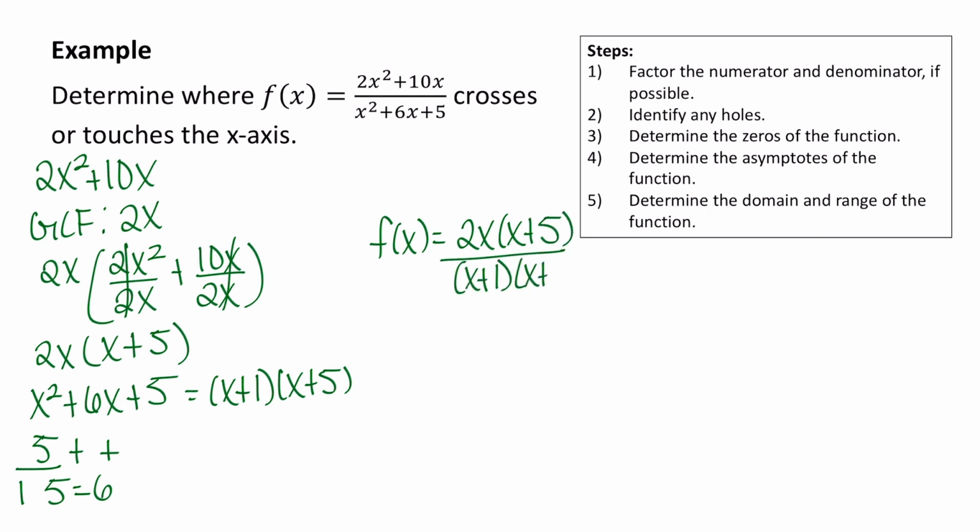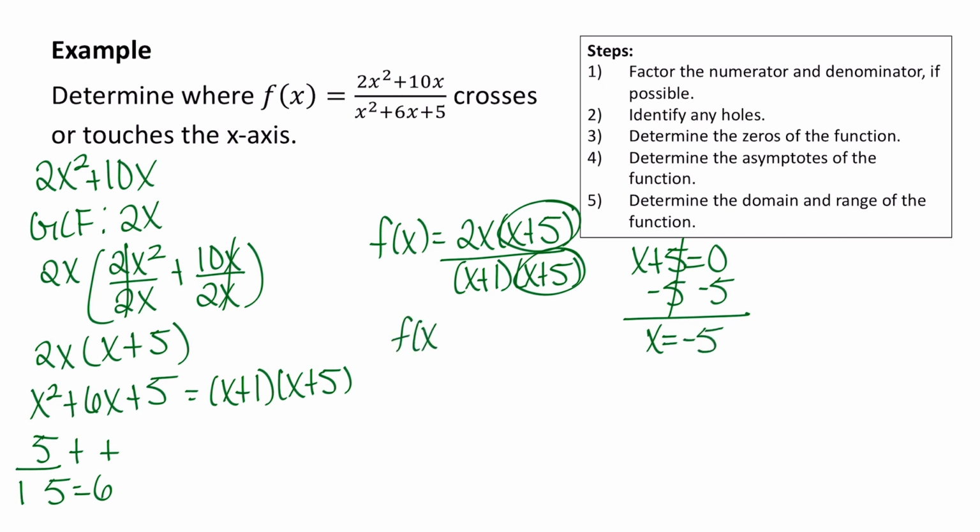times x plus 5. So now what we're going to do is identify any holes. Notice we have this common factor of x plus 5 and x plus 5. So the hole is going to occur where x plus 5 equals 0, and we subtract 5 from both sides. So when we do that, we have x equals -5. Let's go ahead and write the simplified form of this function by canceling out that common factor. So we have 2x over x plus 1.